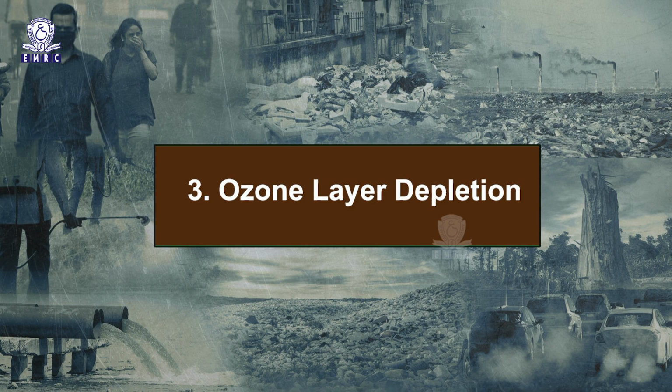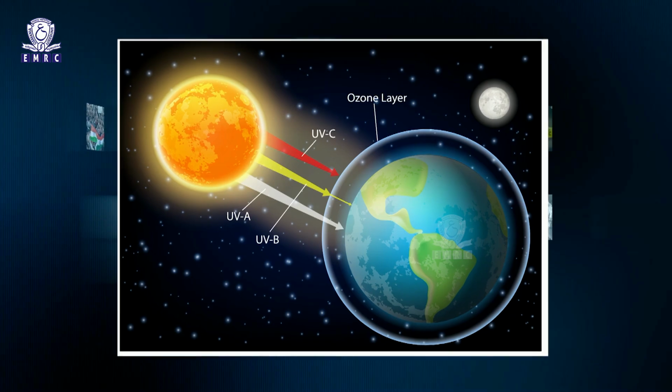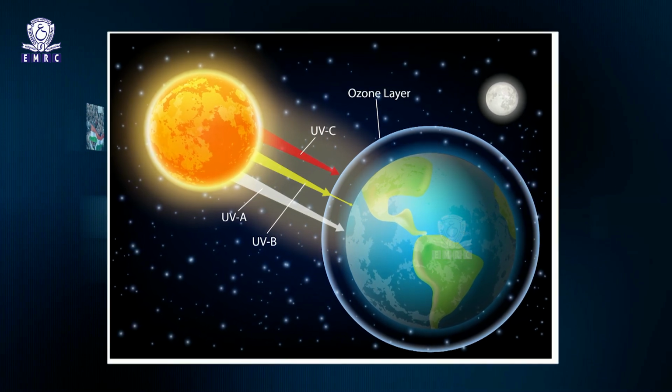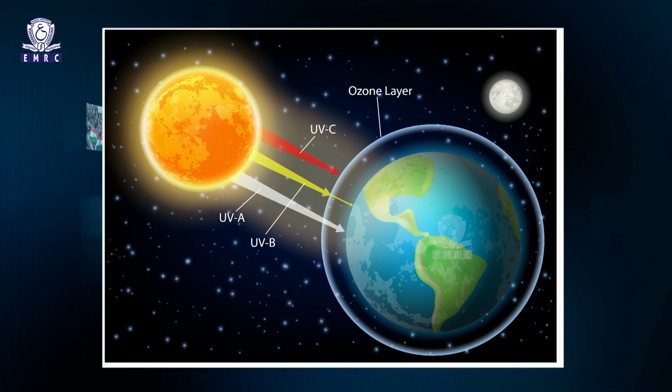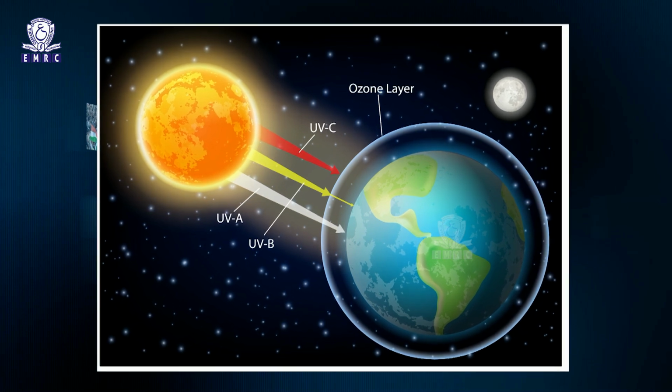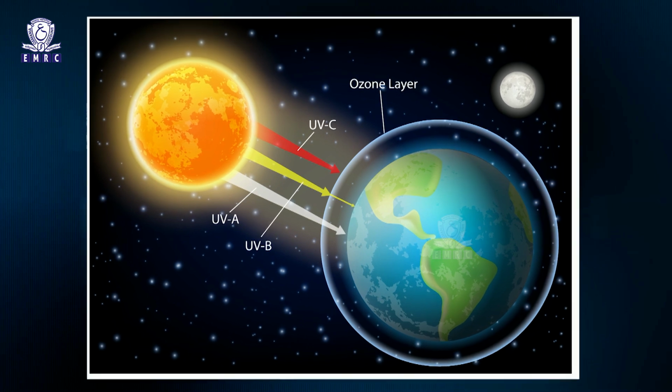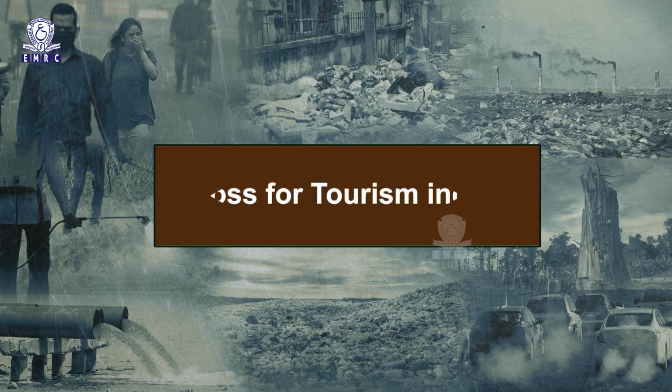3. Ozone layer depletion. The ozone layer is responsible for protecting Earth from harmful ultraviolet rays. The presence of chlorofluorocarbons, hydrochlorofluorocarbons in the atmosphere is causing the ozone layer to deplete. In the process of depletion, it will let harmful radiations back to Earth.